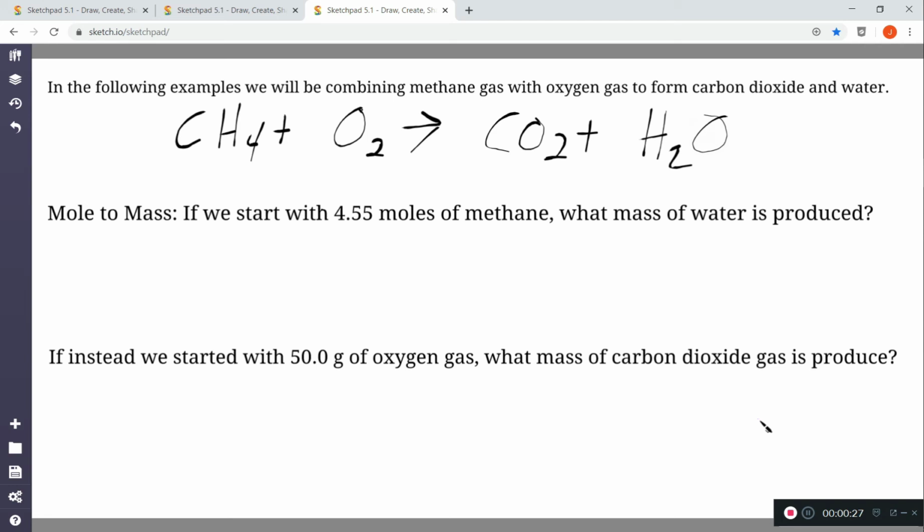Let's balance that quick. It's always good to do some balancing practice. So I have one carbon on the left, I have one carbon on the right, good. I have 4 hydrogen on the left, but I only have 2 hydrogen on the right. I'm going to need to double my hydrogen here.